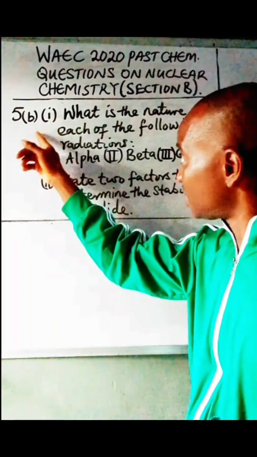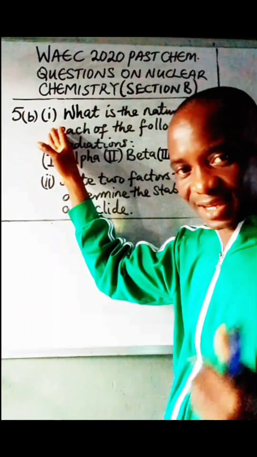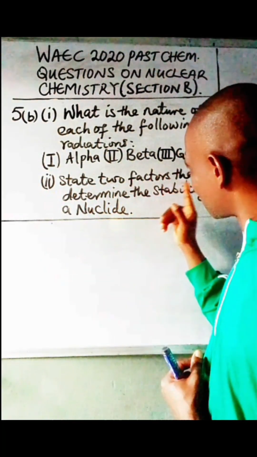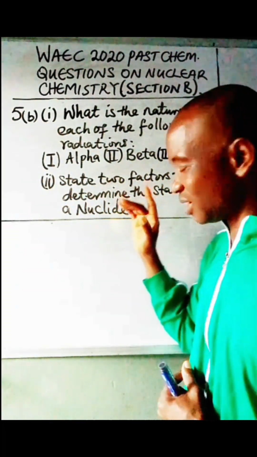Still on number 5b. I have done the 5bi in the previous video. Now let's continue from 5bii. State 2 factors that determine the stability of a nuclide.